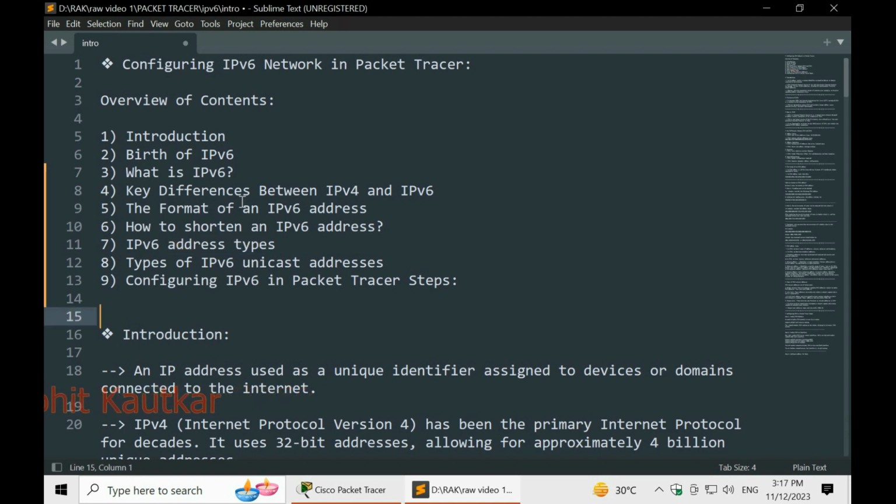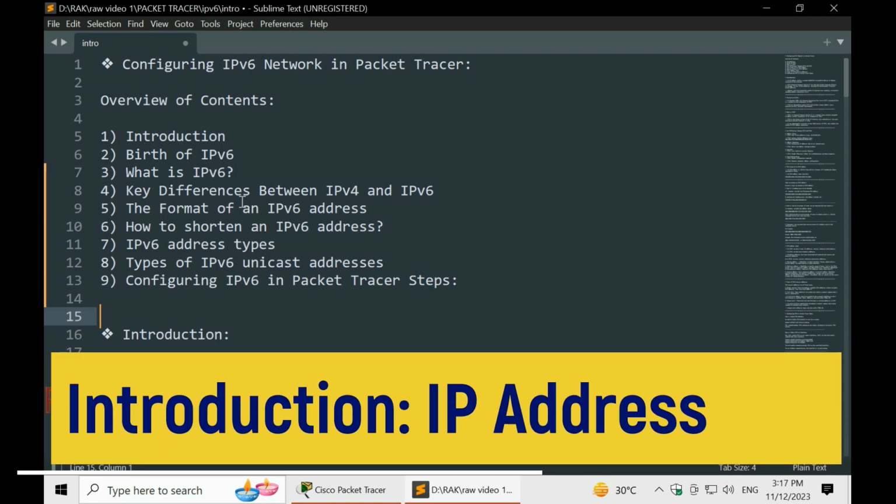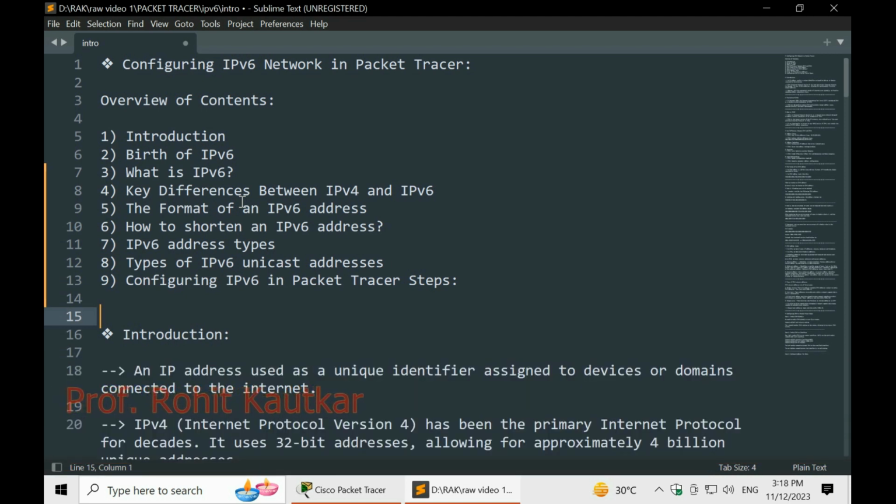So friends, let's start the video by understanding what is an IP address. An IP address is used as a unique identifier which is assigned to every device that is getting connected to a global network like the internet. So over the global network, every device has a specific unique number by which that device is identified in the communication. That is basically the IP address.